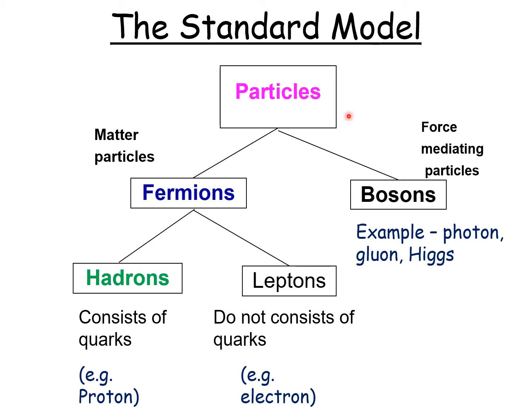So try and remember this kind of tree here. Particles make up everything. They can be grouped into fermions and bosons. Bosons are particles that mediate the force between particles. Fermions are the matter particles. You then have hadrons and leptons, which make up the fermions.